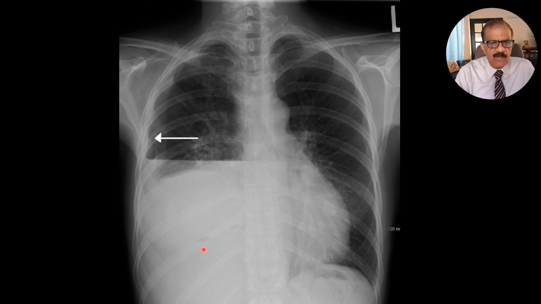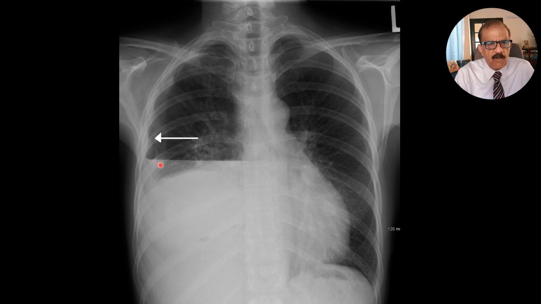What do you see? Is it the same, similar? More or less, yes, it is similar. It is again a uniform homogeneous opacity, and it has also obliterated the costophrenic and cardiophrenic angles, and you don't see the right hemidiaphragm, and you don't see the right cardiac border here. But there are two differences, and let me see if you can figure them out.